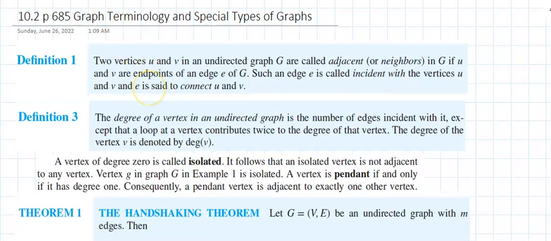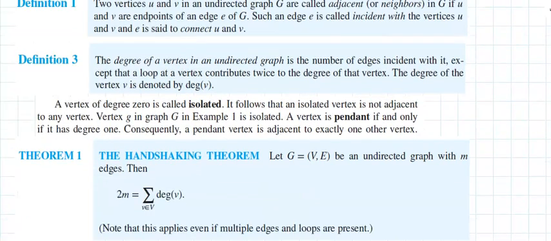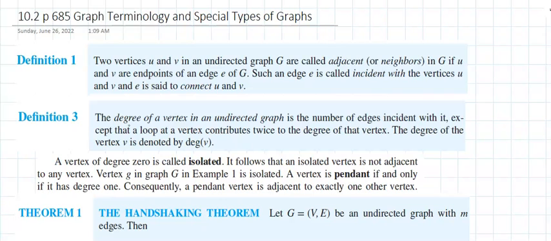10.2 is on page 685, talks about graph terminology and special types of graphs. We're going to pick out of this what we need for now, and we will come back and pick the rest later. So we have a few definitions. Definition 1: two vertices u and v in an undirected graph G are called adjacent or neighbors in G if u and v are endpoints of an edge E of G, which means they're connected by an edge.